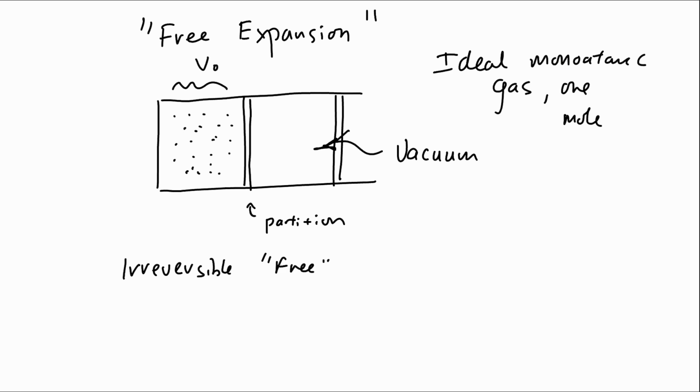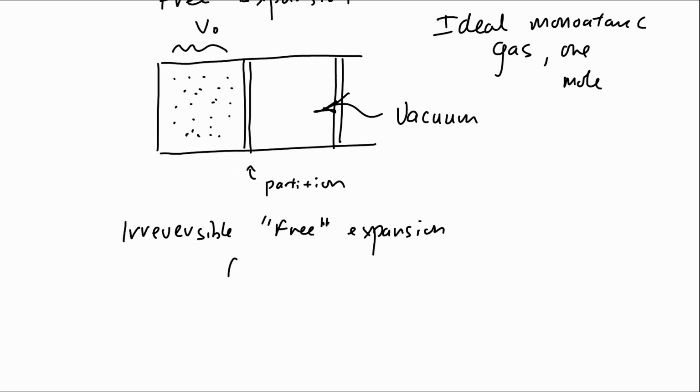free expansion. And by free, I mean this is equivalent to P external equals 0. Okay, so that partition could be a piston, and then I could just untether it, or remove the little pins that keep it from sliding, and then it would be free to slide.